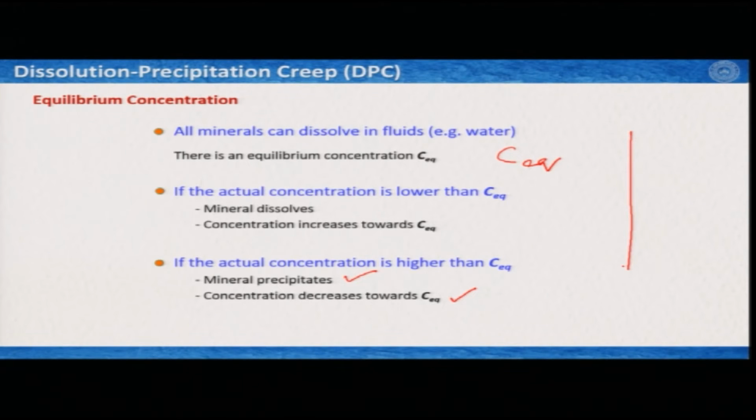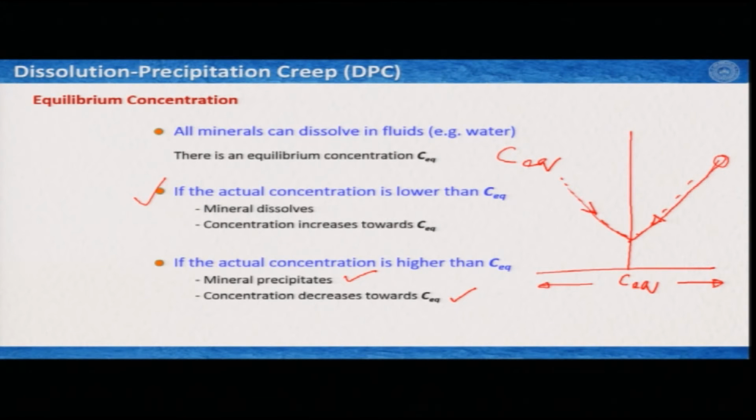So, that means if I have this curve, this line as CEQ, then no matter where I am, it would always approach the equilibrium concentration. This is high and this is low. If this is low concentration, here, then it would dissolve more material and try to achieve the equilibrium concentration. If on this side it is oversaturated, then it would precipitate material and try to achieve the equilibrium concentration as well.